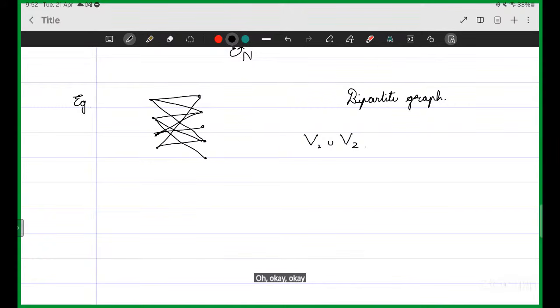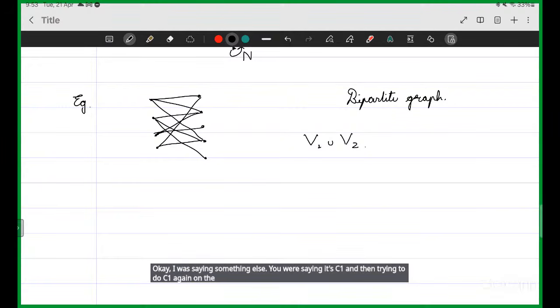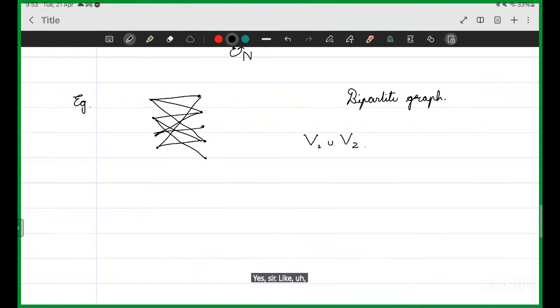That you just look at how many neighbors. If you have maximum neighbors, you can. I was saying something else. You are saying that C1 and then trying to do C1 again on the outside. Yes, sir. The possible vertices which we can color with C1. And then we'll select one more color, that is C2, and we can select all the vertices which can be colored with C2. Like if we select C1, C2, C3 first, then we might get confused at some later point.